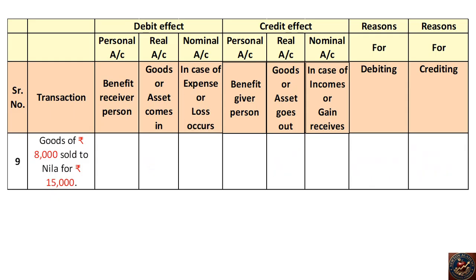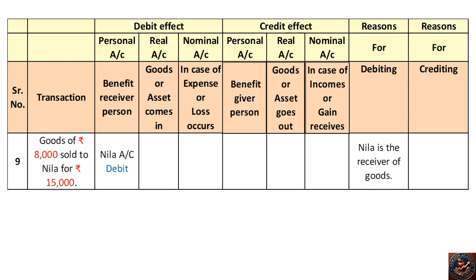Goods of 8,000 rupees sold to Neela for 15,000 rupees. The debit side. This is a credit sale because goods are sold to a specific person, Neela, without mentioning cash. Neela is an individual. According to the personal account rule, we debit the receiver. Therefore, we debit Neela account with the selling price of 15,000 rupees. The reason for debiting is simple. Neela is the receiver of goods.